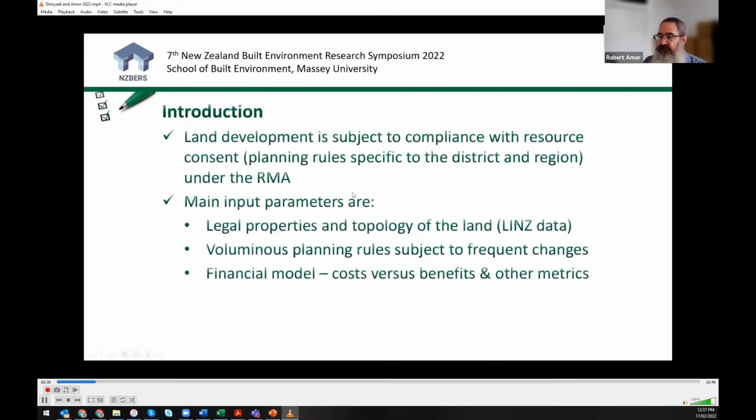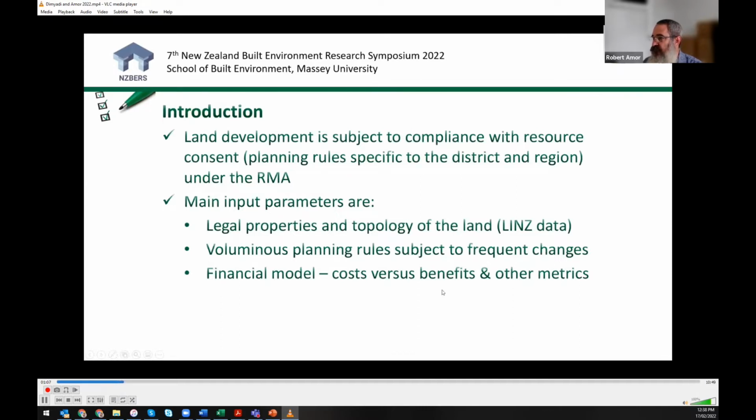So in the project here, we're looking at land development, which obviously is subject to compliance with resource consent, planning rules specific to districts and regions under the Resource Management Act. So the main information that we're seeing here are the legal properties and topology of the land that we're looking at. This is data that is held by LINZ and is openly available and accessible for us to perform analyses and calculations with.